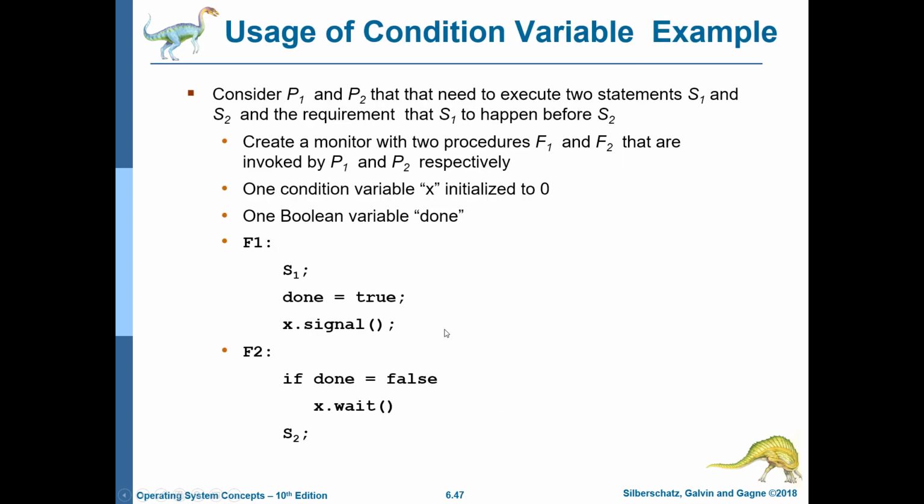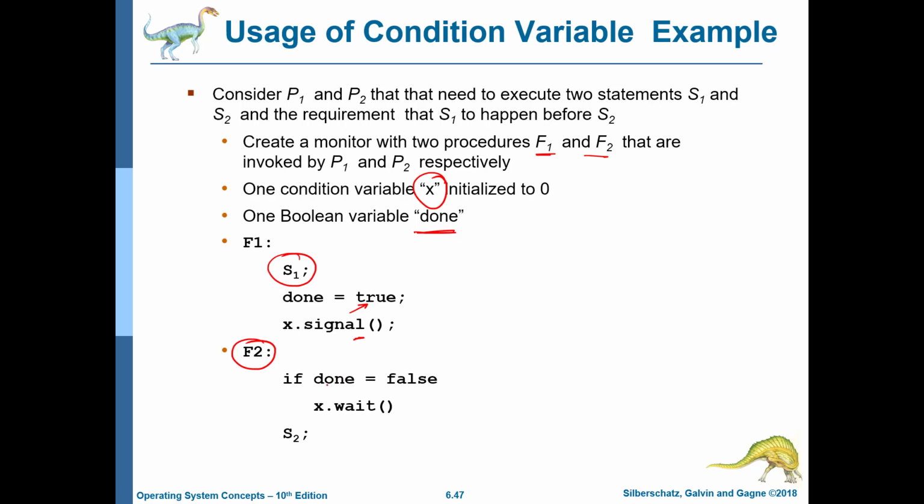So usage of condition variables, an example. Consider processes P1 and P2 that need to execute statements S1 and S2, where the order is that S1 first and S2 later. So what we can do is we can create a monitor with functions F1 and F2. Then what we do is we set a condition variable X that is initialized to 0 and a Boolean variable done. So F1 encapsulates statement S1, and then the done variable will be set to true, and then we signal.